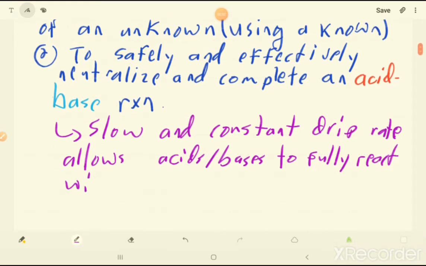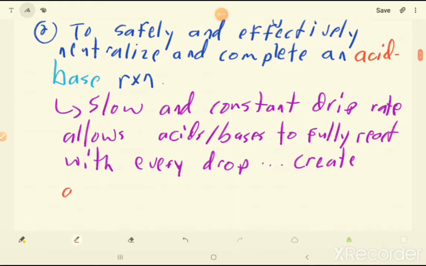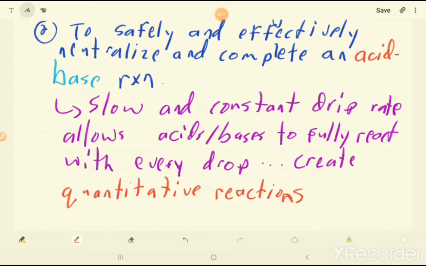If you allow it enough time, and they can fully react, what we create is, here's a keyword from the beginning of the unit, quantitative reactions. Quantitative reactions means that it has a single arrow, even if it's a weak acid and a weak base, or a weak acid and a strong base.